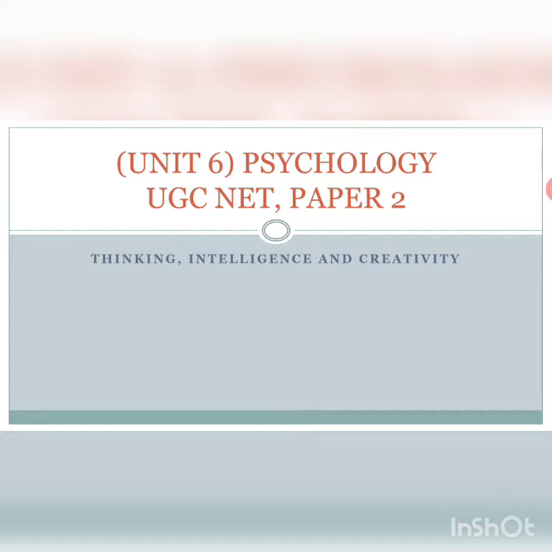Today we are going to discuss Unit 6 topics from the Psychology paper of the UGC NET examination, that is Paper 2, and the unit is based on thinking, intelligence and creativity. But for today's video we will only stick to the portion on thinking. We will finish the intelligence and creativity portion in our next two videos. So keep watching.